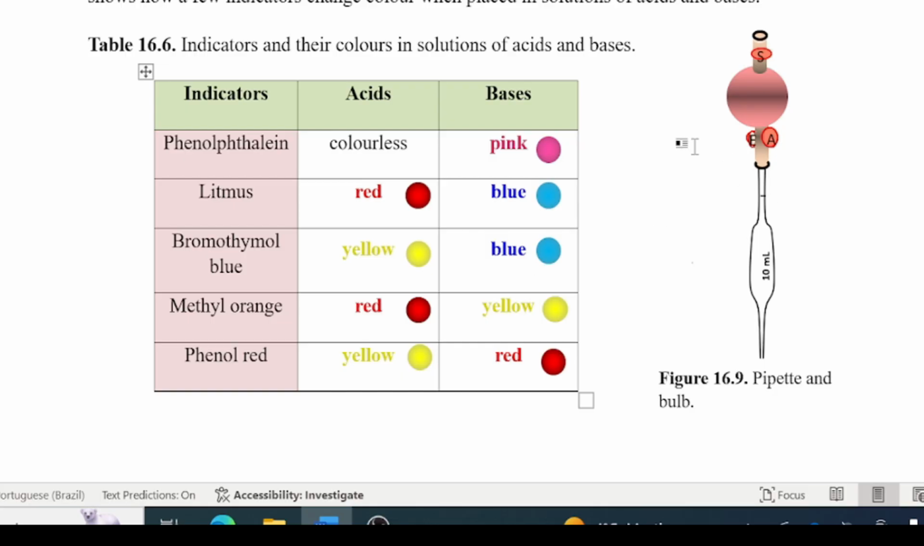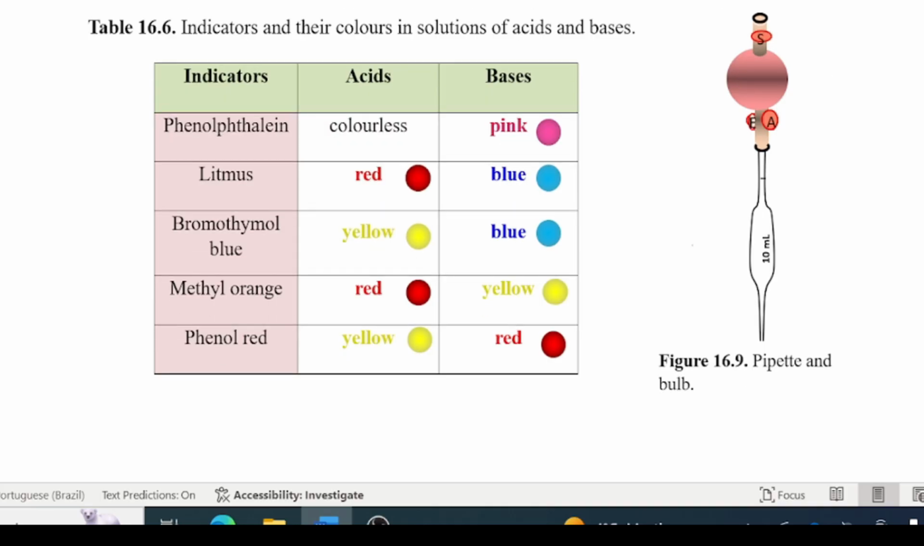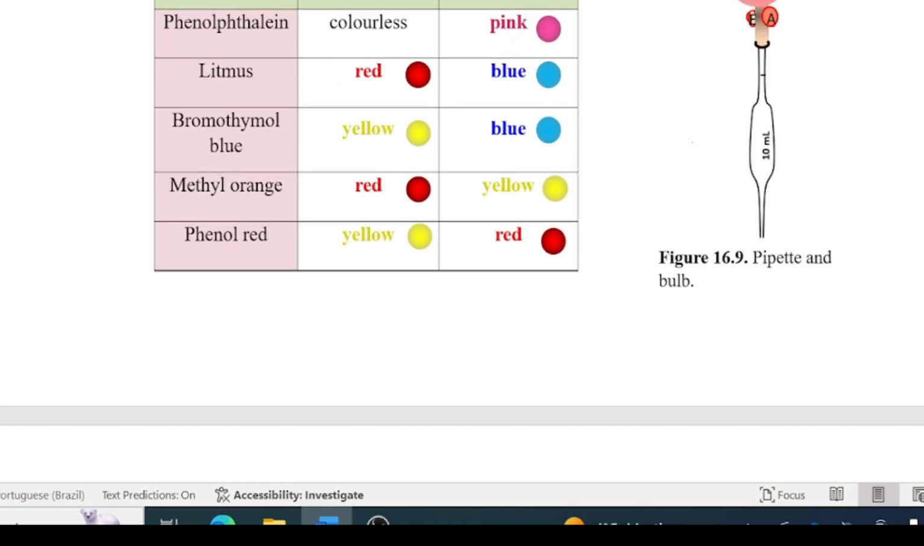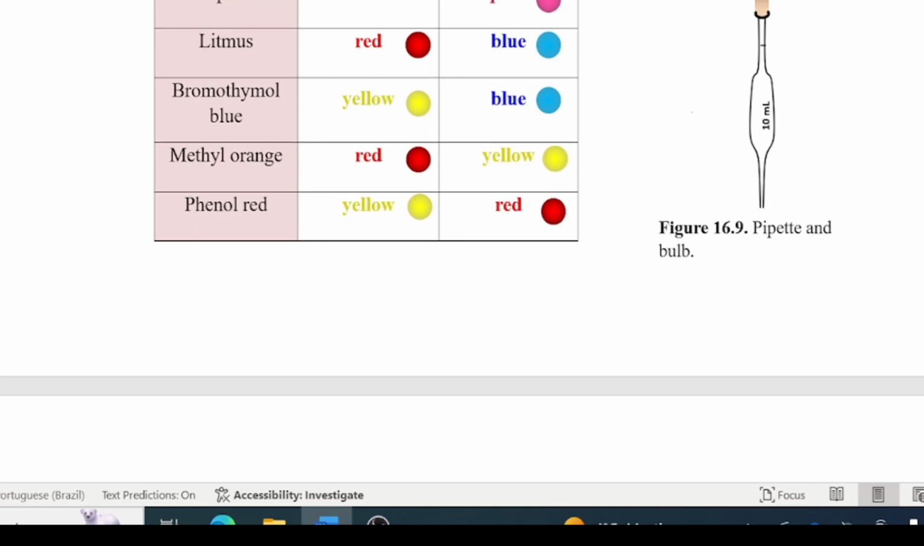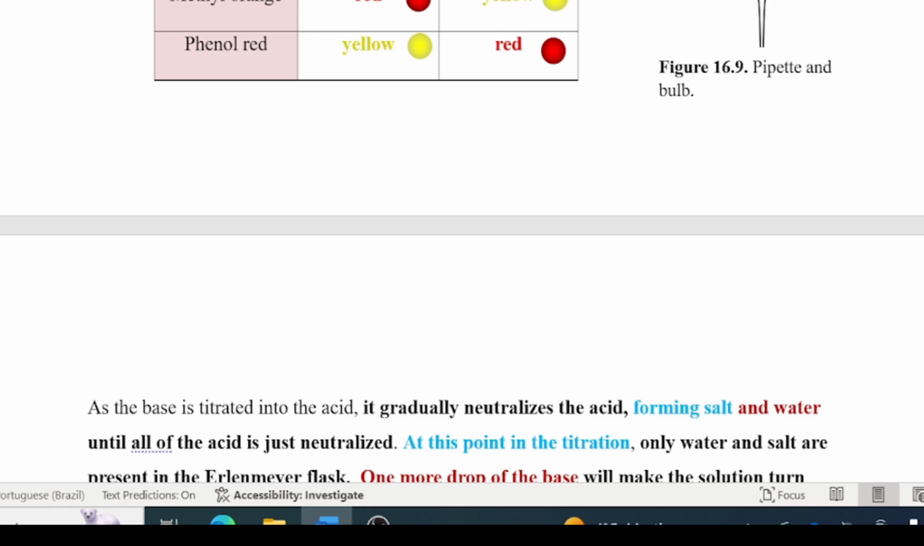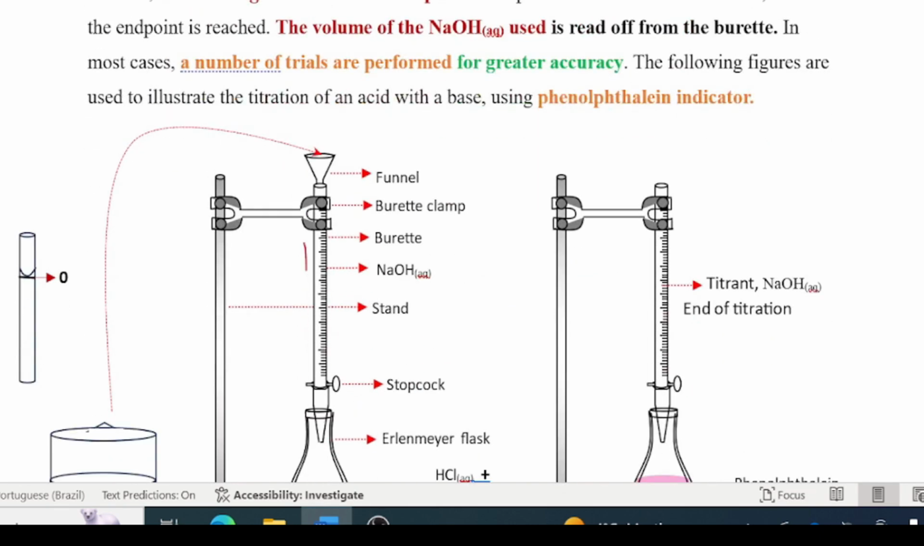And what you see here is a pipette. The pipette is used to get a sample of the substance that you want to be analyzed. In this case, it is hydrochloric acid. So we talk a little bit more about that pipette. Let's talk a little bit more about the burette.